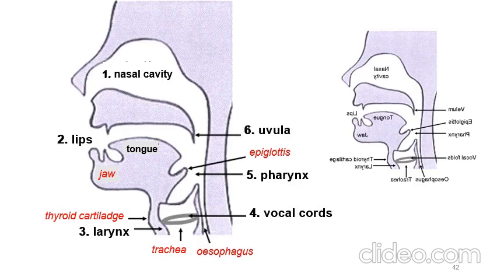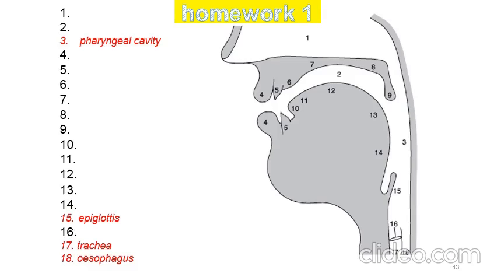Now, on the diagrams, you'll find some of the terms in red. The terms in red are for people who went to the science section at high school and want to know how this relates to the biology that they learned at school. For everyone else, we're not really interested in the parts in red. They're not important for us. They're not relevant to speech and speaking. Now, pause the video, write the slide number, and write the numbers 1 to 18. What are the organs of speech?